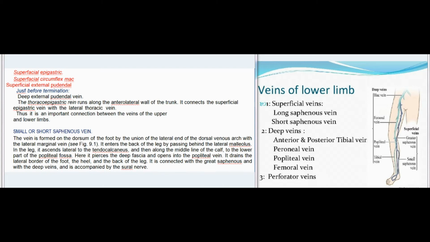Here it pierces the deep fascia and opens into the popliteal vein. It drains the lateral border of the foot, the heel, and the back of the leg. It is connected with the great saphenous and with the deep veins, and is accompanied by the sural nerve.